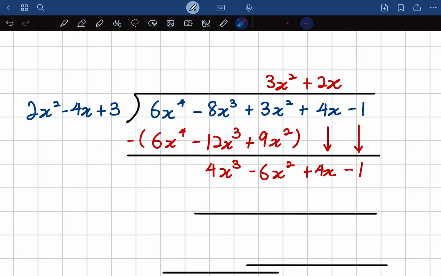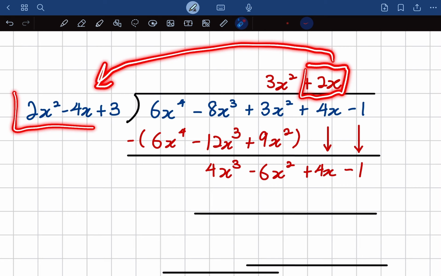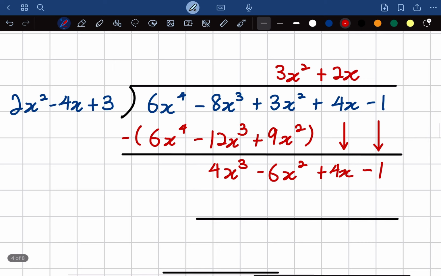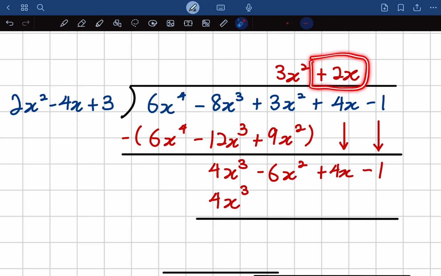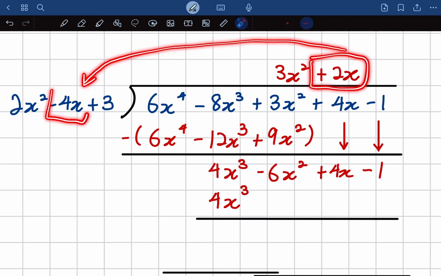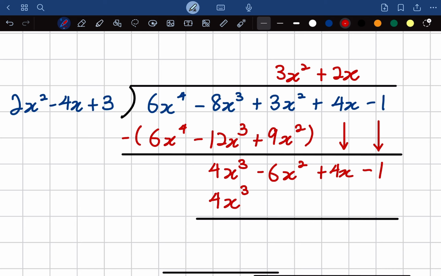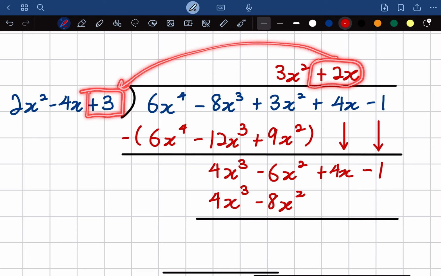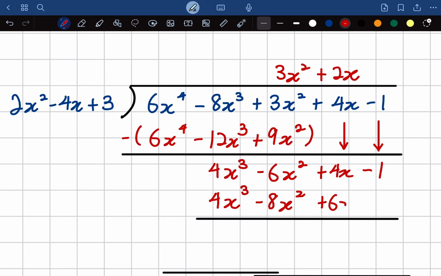Once I've written this out, my next step is to multiply this 2x into the entire divisor here. So when I multiply this in, I will get 2x times 2x squared will give me 4x to the power 3. Then 2x multiplied to negative 4x will give me minus 8x squared. Then 2x multiplied to 3 will give me plus 6x.